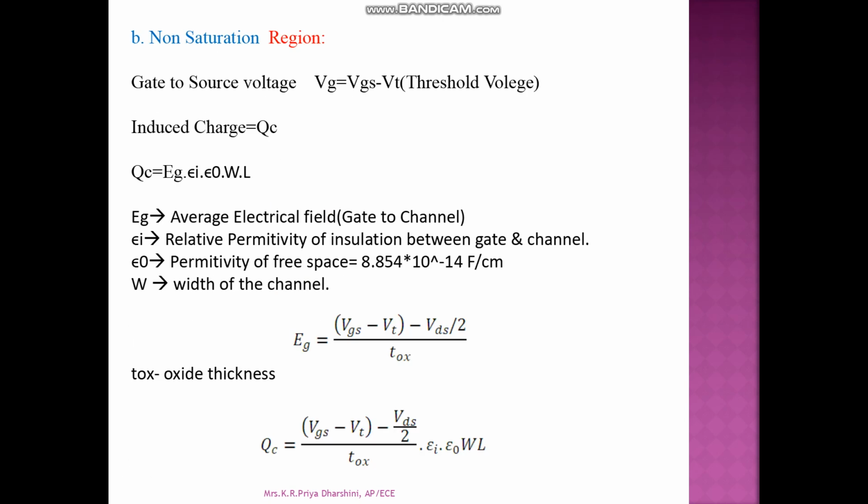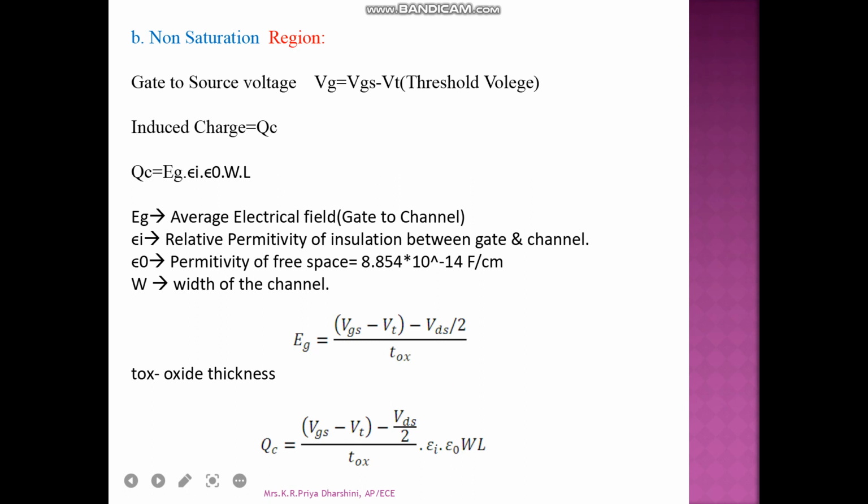Next is the non-saturation region. Here we have to follow the condition Vgt equal to VGS minus VT, where VT is the threshold voltage, and the induced charge is QC, where QC can be given as Eg times epsilon I times epsilon naught times W times L. Eg we know already, it is the average electric field, epsilon I is the relative permittivity of the insulation between gate and channel, and epsilon naught is the permittivity of free space, which is 8.854 times 10 to the power minus 14 farad per centimeter. W is the width of the channel.